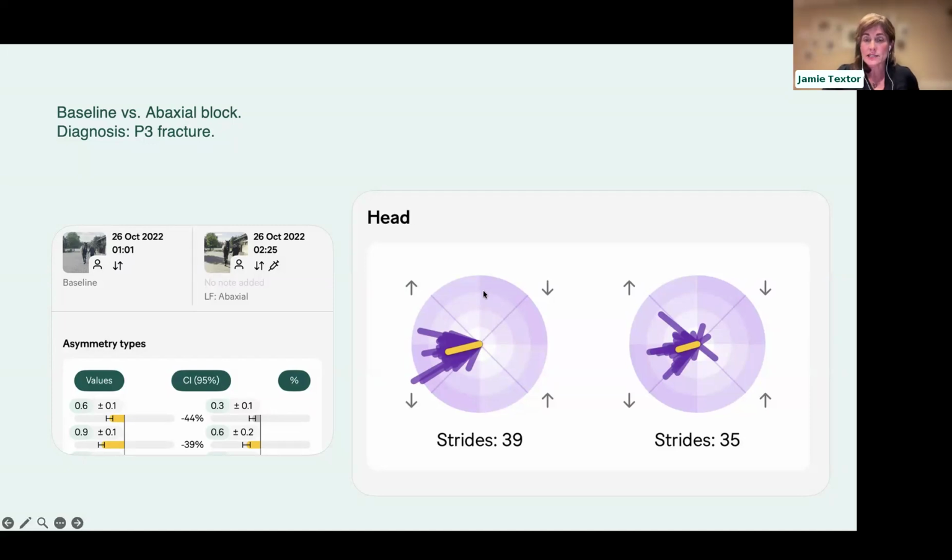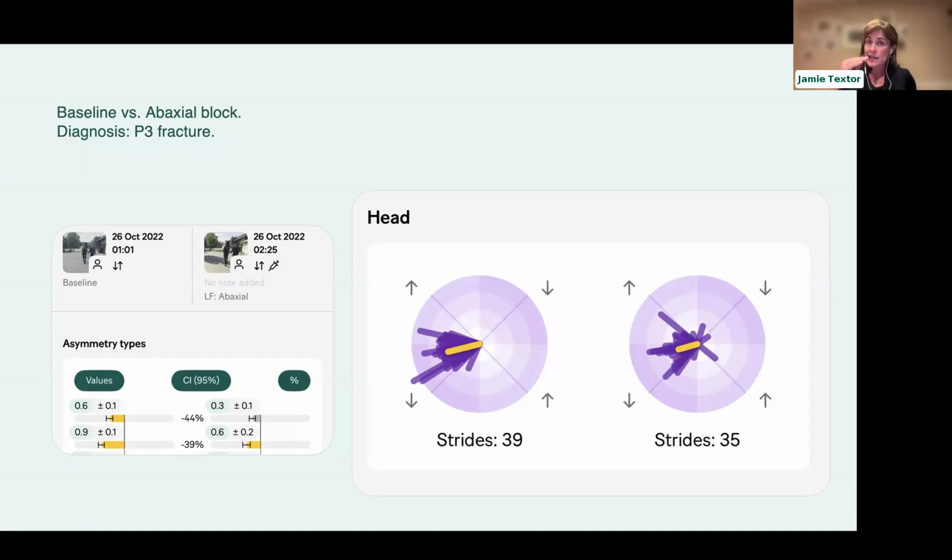The one on the left here is the baseline, and the one on the right is after the block. Now, remember what I said about the distribution of those vectors. All of them are pointing to the left over here on the baseline. But now after that block, he's mixing it up a little bit. He's got an occasional step that is a little more to the right rather than the left. And that distribution change tells me that he has changed the way he's moving.